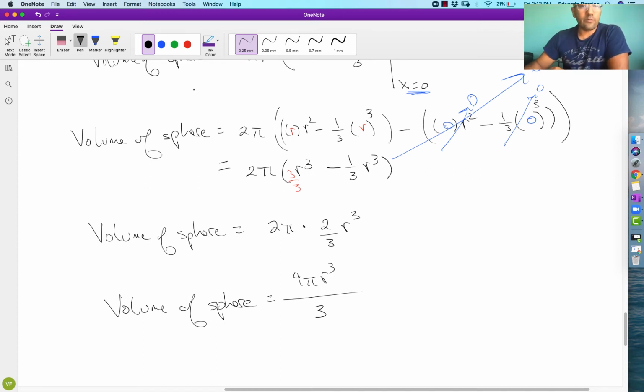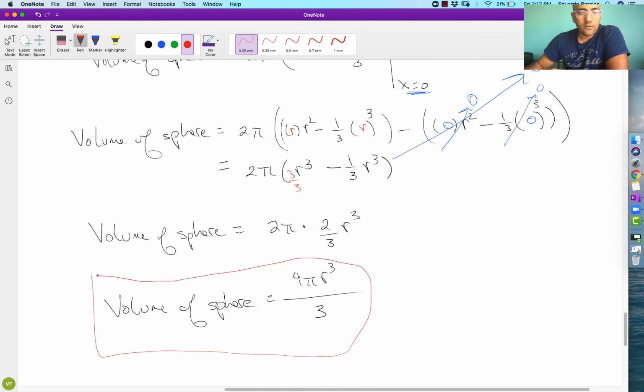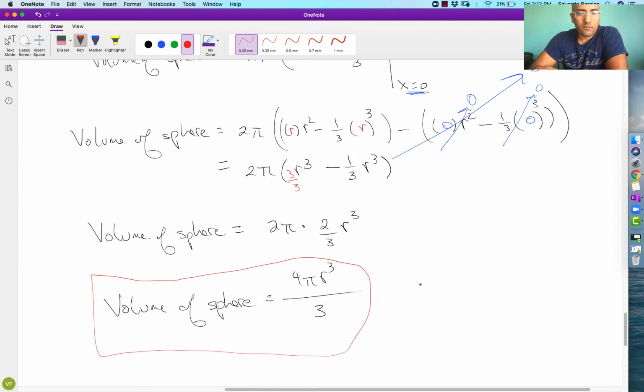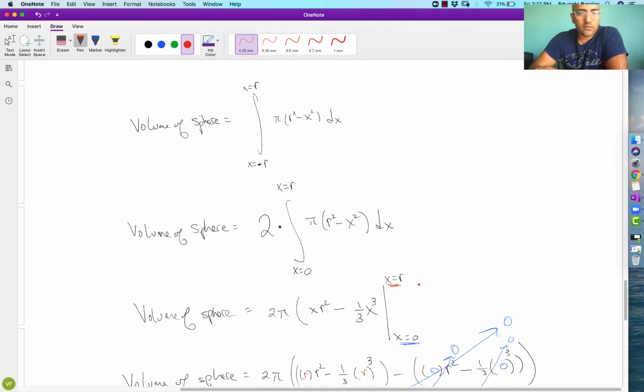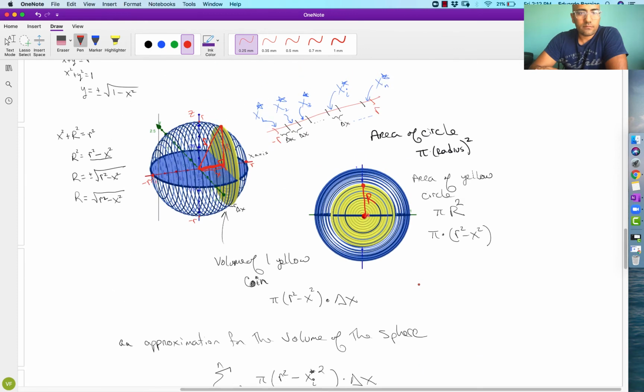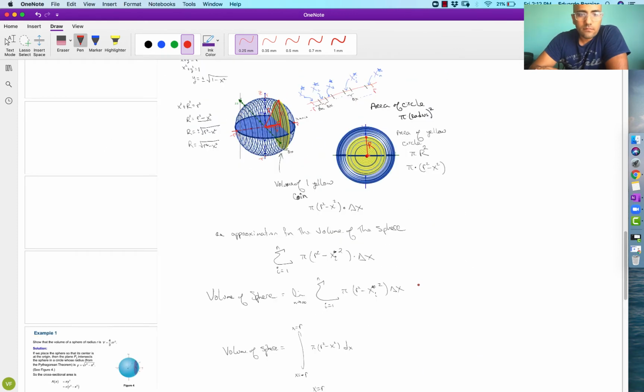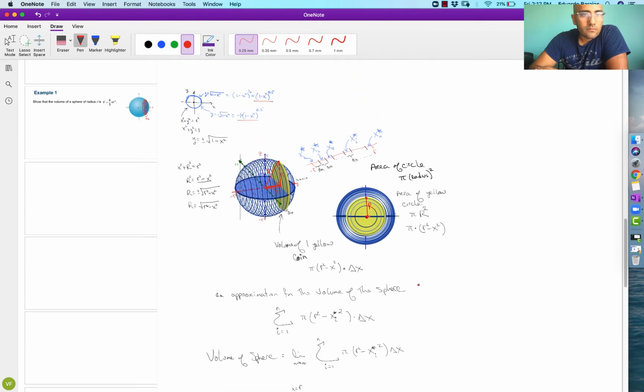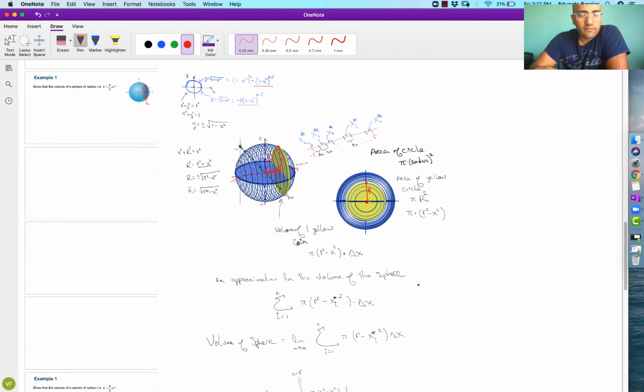Which is the formula that we were trying to verify. So we got to our answer. Confirm that that really is the formula we memorized so long ago. Let's double check that that's what we get over here. Oh, okay, yeah.